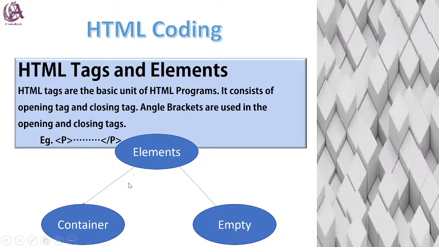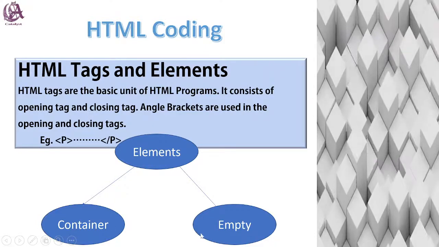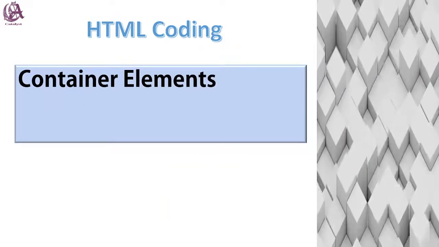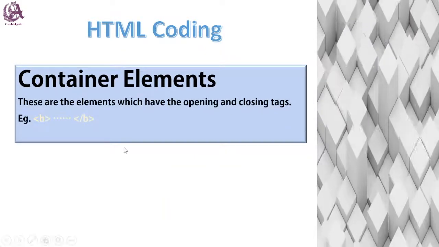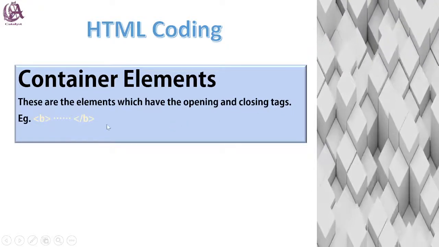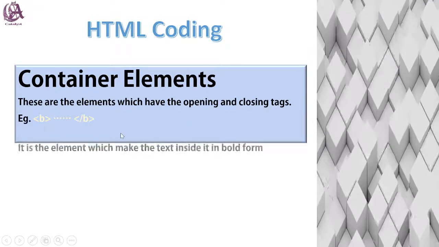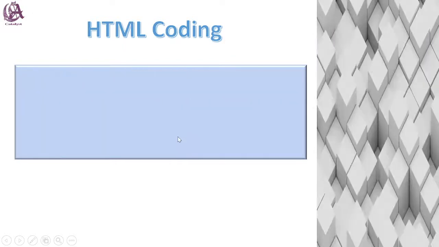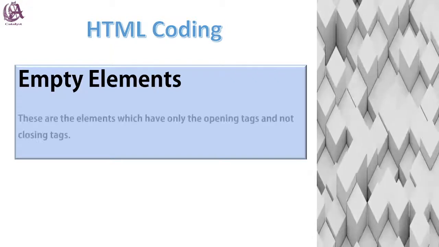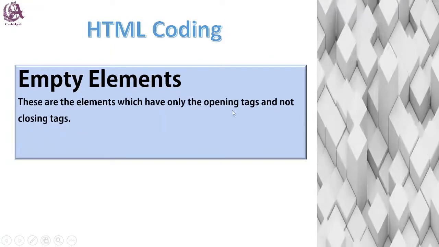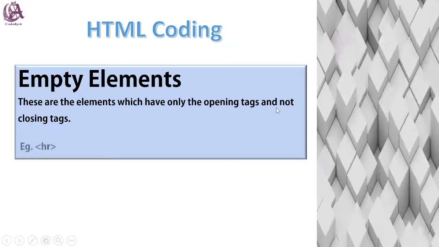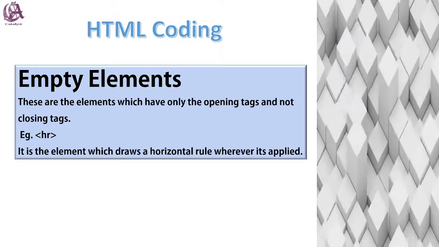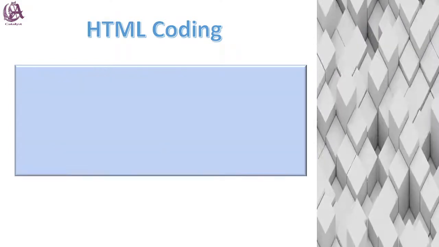So there are two types of elements now. One is container element, another is empty element. So one by one we will see each of these. Container elements are the elements which have the opening and the closing tag. Like say for example the bold tag. Now it is the element which makes the text inside it in the bold form. Now what is the empty element? So empty elements are the elements which have only the opening tags and not the closing tags, like HR element. So it is the element which draws a horizontal rule wherever it is applied.